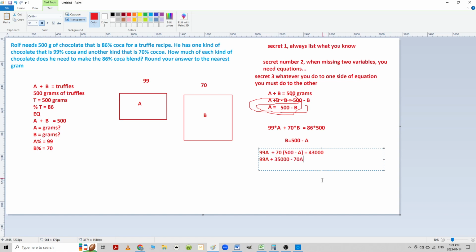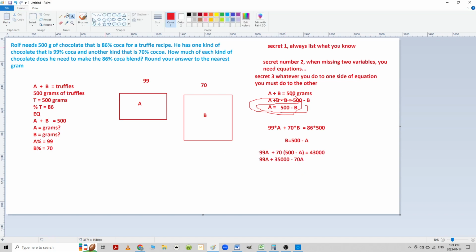Now, you have to learn distribution. When something is multiplying a bracket with minuses in it, it multiplies the first term, then it multiplies the second term, and essentially you should have the same. You should still have two terms, and the sign in between should still be the same unless this multiplier was negative. But generally, if this multiplier is positive, then the sign should be the same. So you get that is equal to 43,000.